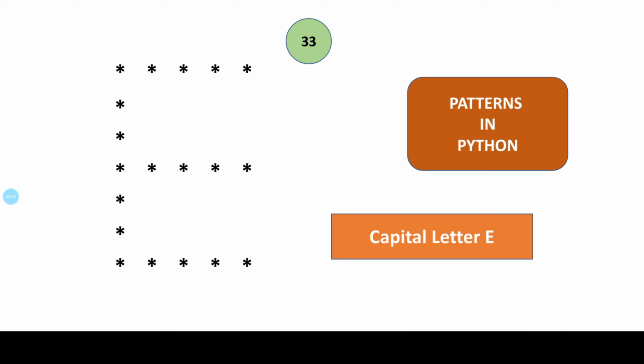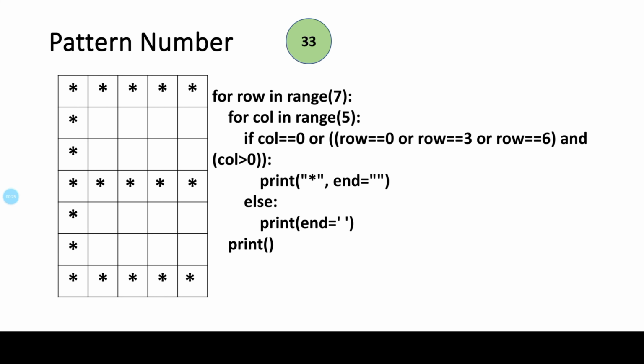Here again we are tackling the capital letter E using asterisk in Python. This is another program in patterns in Python, which is a very easy pattern to draw, right? So let us go to the code and understand how we can draw this pattern.